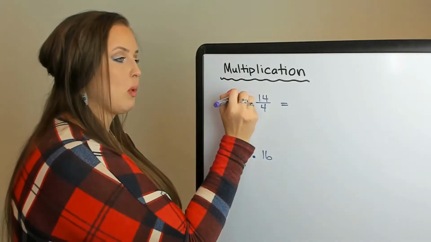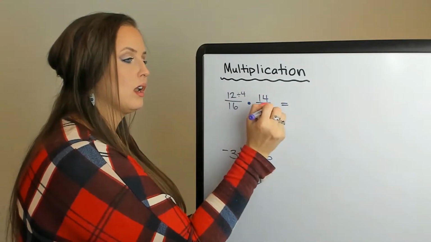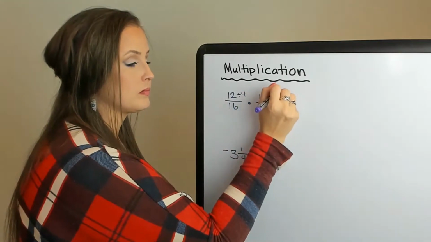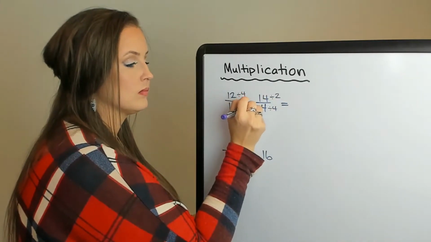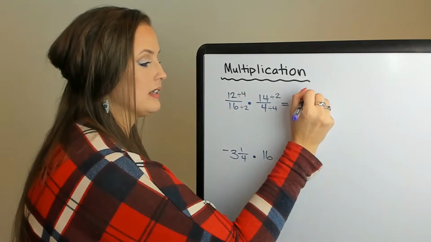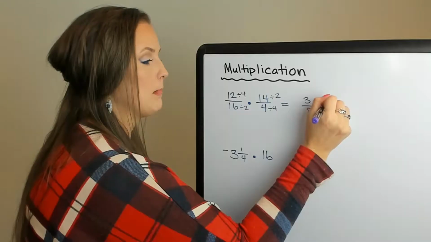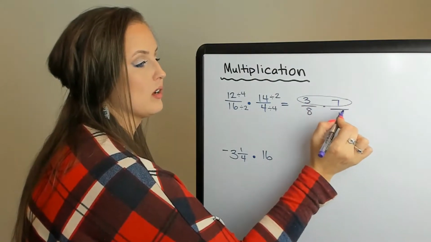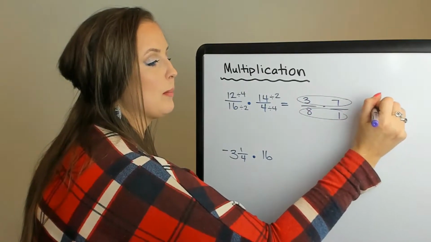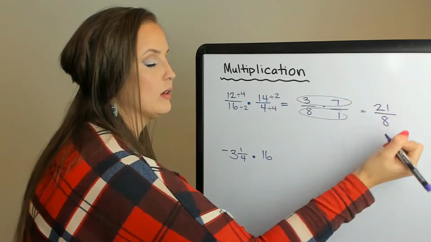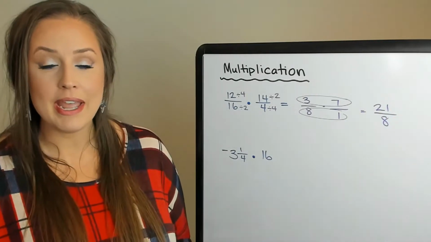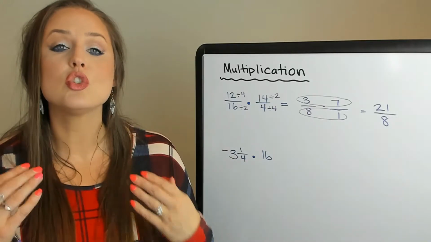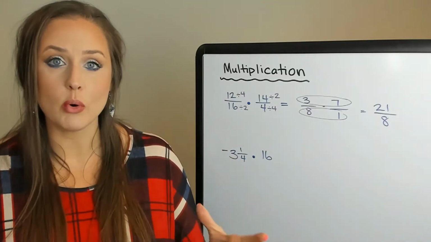So let's reduce 12 and 4 both by 4, and then 14 and 16 both by 2. So what we'll come up with here is 3 over 8 multiplied by 7 over 1. And then we can go straight across, and we'll come up with 21 over 8, which is the ultimate solution. Now again, that would have also come out of multiplying straight across initially, but it is so nice to be able to reduce before you multiply.